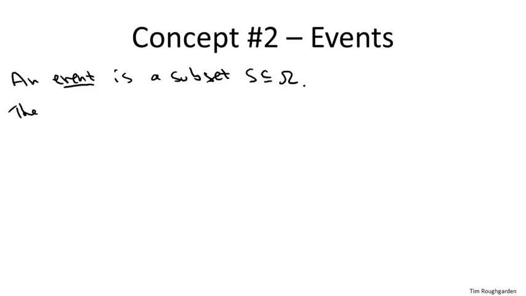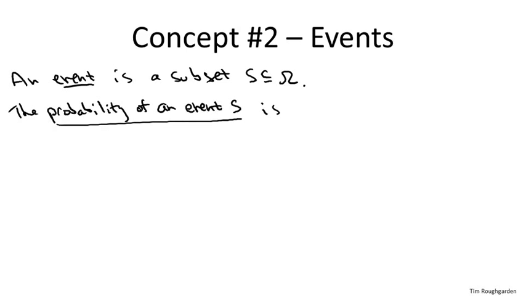Now let's talk about events. An event is nothing more than a subset of all of the things that could happen. That is a subset of the sample space omega. The probability of an event is exactly what you'd think it would be. It's just the sum of the probabilities of all of the outcomes contained in that event, right? So an event is just a bunch of stuff that might happen. We know the probability of each individual thing that could happen. We add them up to get the probability of an event.